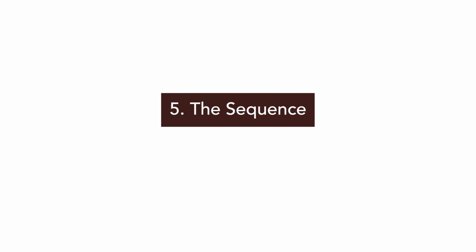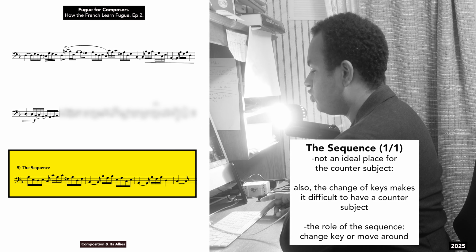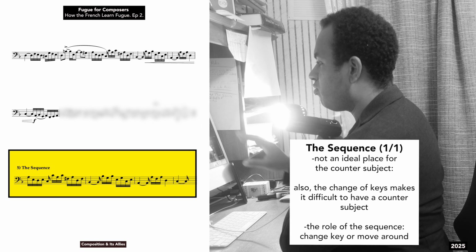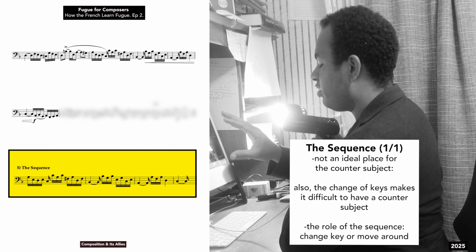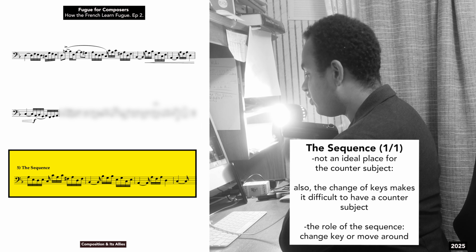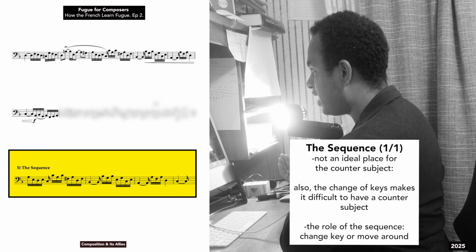I want to briefly touch upon the sequence. So the sequence is not an ideal moment for the counter subject. Okay, they usually come in the divertissement, as we call it in French, which is a moment or a time where we have some relief because it can feel a bit oppressive to constantly have subject response. Okay, so we need some relief, though it can't be totally different from what was happening before.